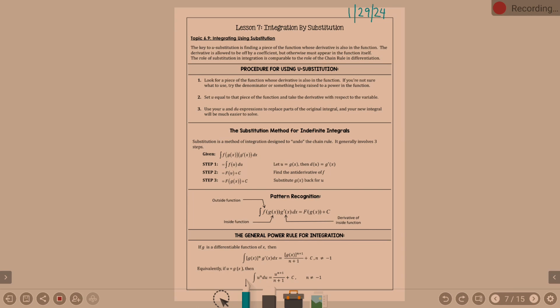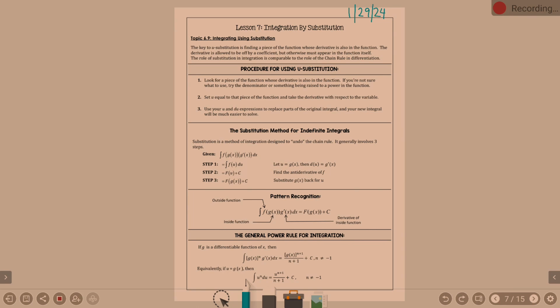So we're going to be dealing with probably the fancier versions of those. The key to u-substitution is finding a piece of the function whose derivative is also in the function. I kind of talked about that when we were guessing and checking on that one page, the last page of homework that was difficult. The derivative is allowed to be off by a coefficient, but otherwise must appear in the function itself. The role of substitution in integration is comparable to the role of chain rule in differentiation.